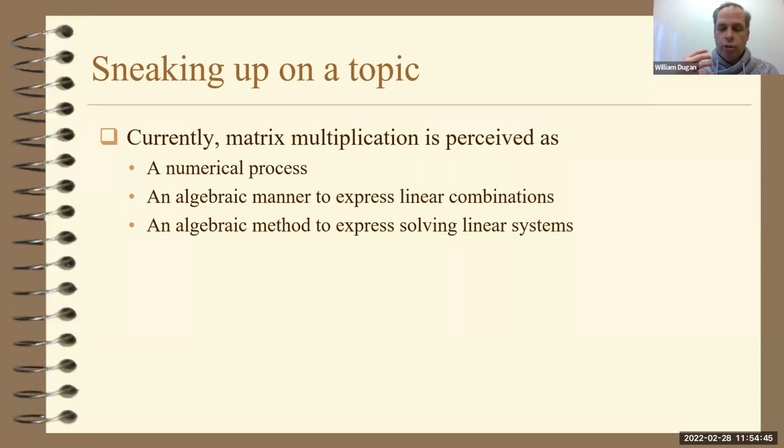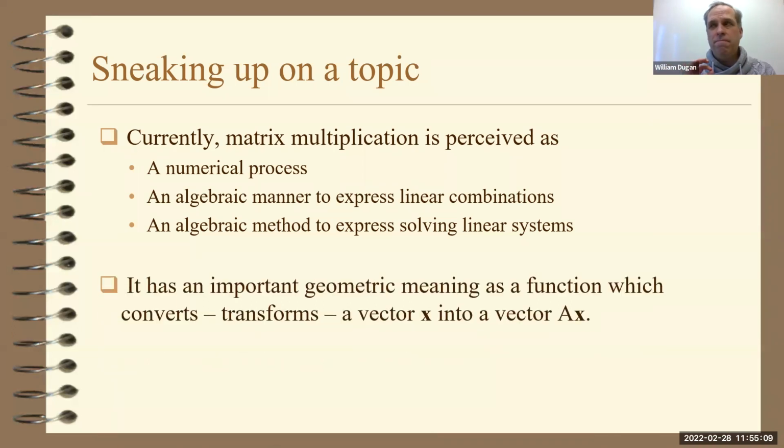Currently, the way matrix multiplication has been presented to you is numerically, just crank out the multiplication. It's also been defined as a way to sneakily write linear combinations of columns of the matrix. It's also seen as an algebraic process to go about solving linear systems. Thing is, though, there's a good geometric reason why you want to learn matrix multiplication. You can think of it kind of like a mapping. It's a transformation. It transforms a vector x into a new vector A times x.